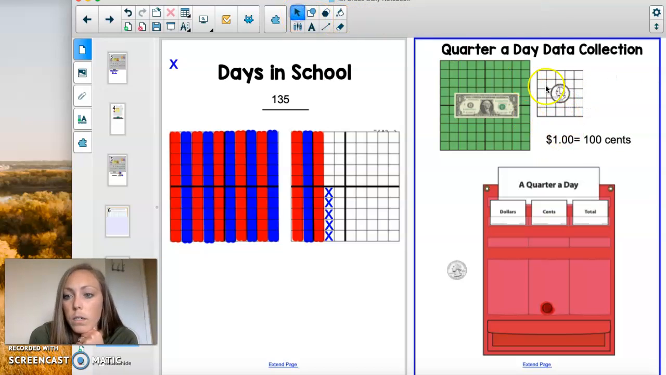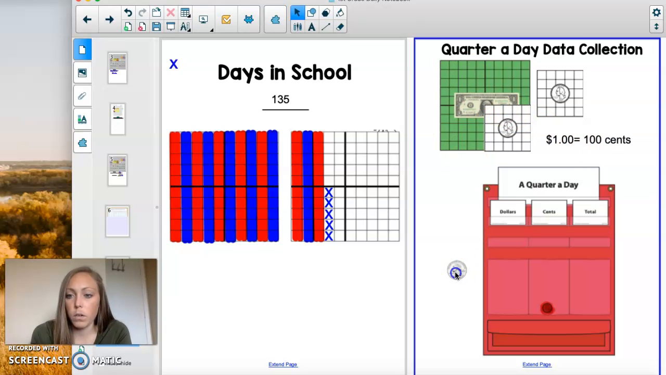Now here's our quarter. This is a quarter sitting on a smaller square, and behind that quarter there's 25 little squares. Why do you think there's 25? Well, how much is a quarter worth? A quarter's worth 25 cents. So I'm going to put that on here because we're collecting a quarter a day. And remember, 1 quarter is 1/4 of a dollar, because 1 quarter equals 25 cents. And we have $1, which equals 100 cents.